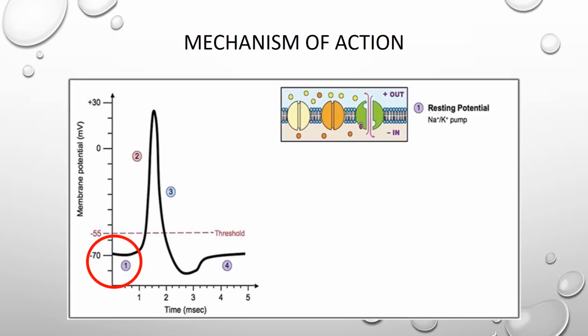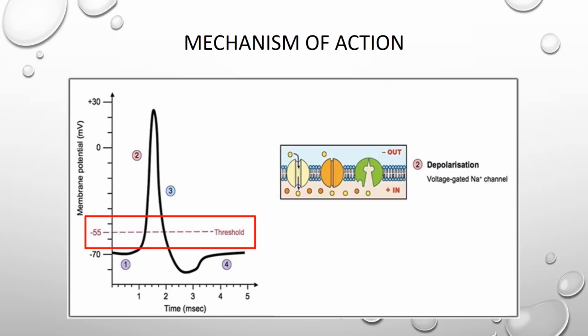Now let's break down the steps of the action potential. In the graphic above, the resting membrane potential is -70 millivolts and is designated in this picture as step 1 of the action potential. As previously discussed, the resting membrane potential is maintained by the sodium-potassium pump, which keeps this balance by regulating the movement of positive sodium ions and negative potassium ions in and out of the cell.